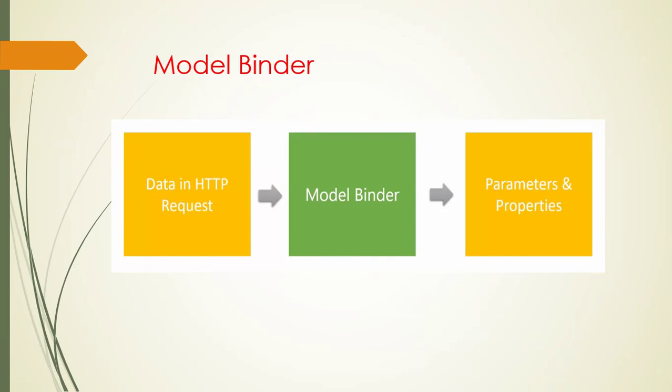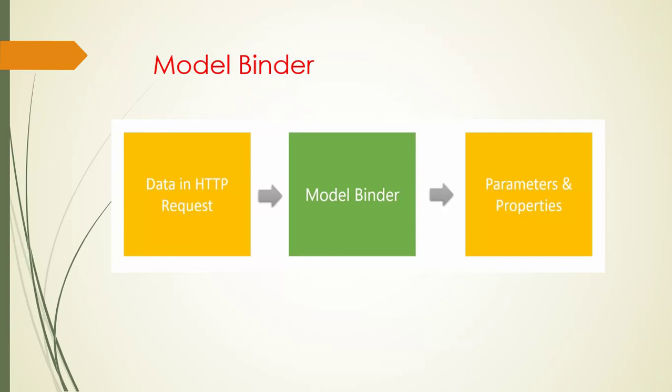Without this model binder, we have to write a lot of custom code to map request data to action method parameters. In ASP.NET Core Web API, we generally bind the data by using parameters and properties. For example, let's say we are getting data from an HTTP request. Now, in between the data and the properties and parameters, there is a concept of model binder. Model binder will take the HTTP data as an input, and if it finds the exact match of properties and parameters in ASP.NET Core, then it will bind the data.